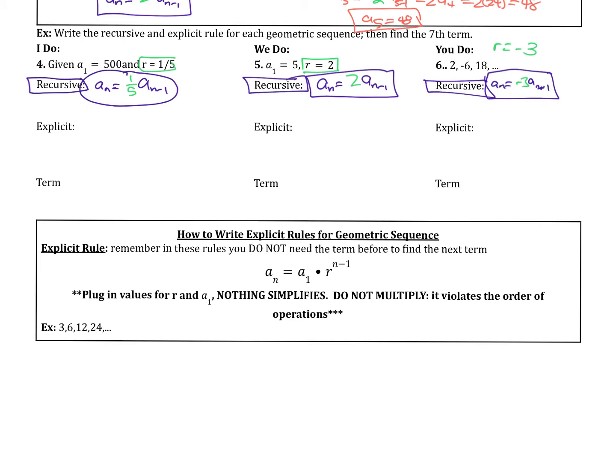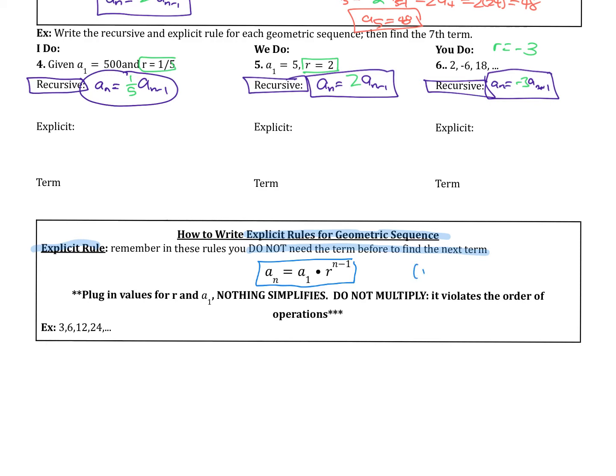So the explicit rule, remember, does not require you to use the term before. So we're going to talk about how we write the explicit rule for a geometric sequence. And here is that rule. So a sub n, again, we're going to use the first term: a sub n equals a sub 1, the first term, times that ratio to the power of n minus 1.